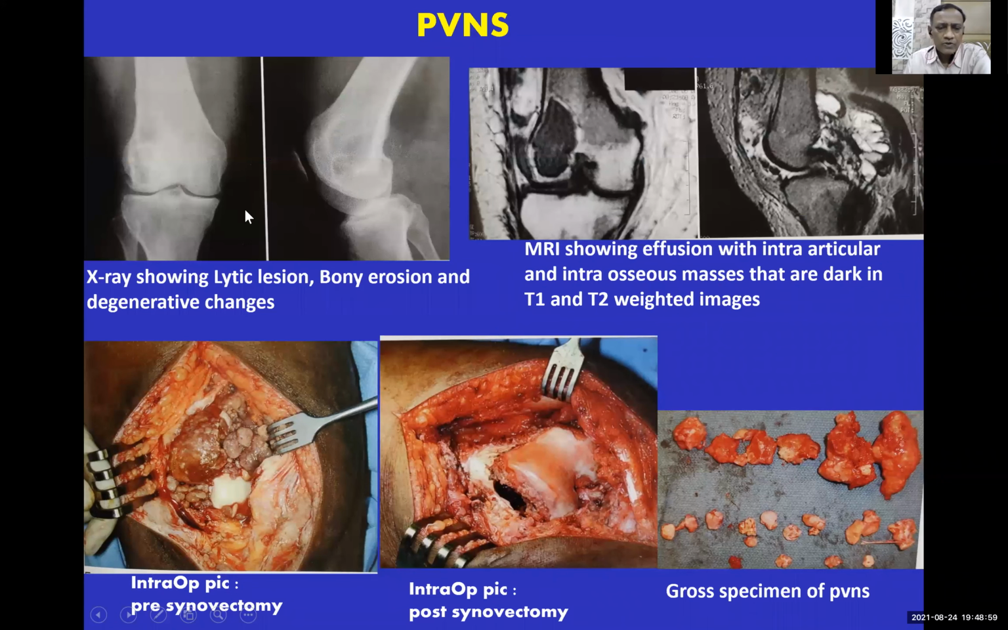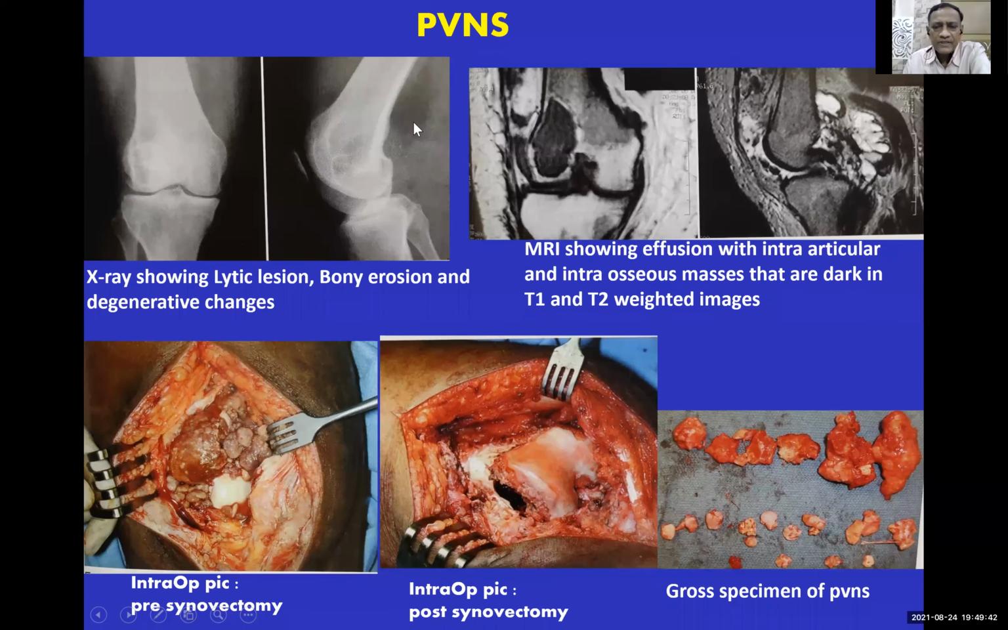If you take an X-ray, the lytic lesion looks like this. MRI would show the effusion with the intraarticular and intraosseous masses that are dark in color, like this. This intraarticular mass, intraosseous mass. If you open the joint before the synovectomy, this is the pigmented villonodular synovitis specimen, and after doing the synovectomy, this is the synovial membrane with the loose bodies or nodules which are removed from the joint.